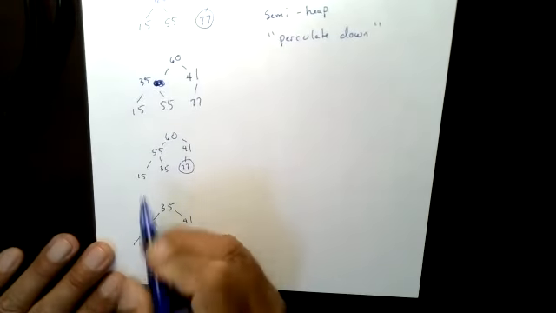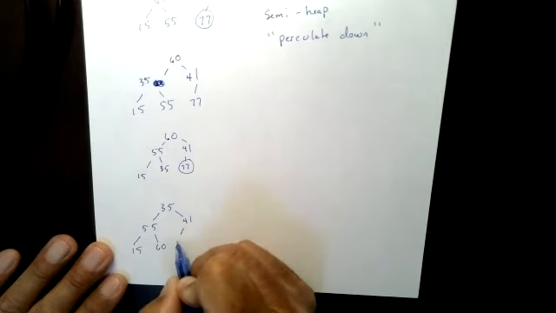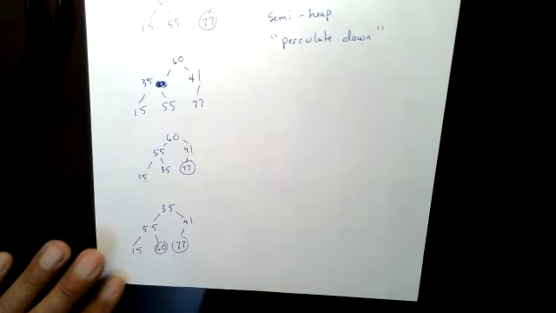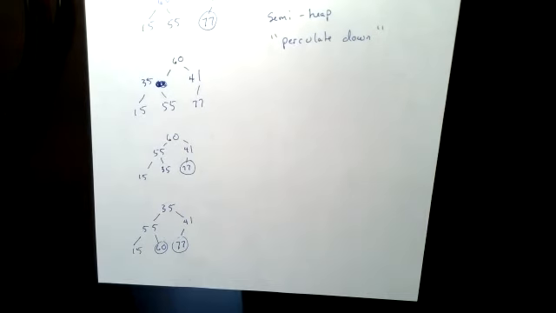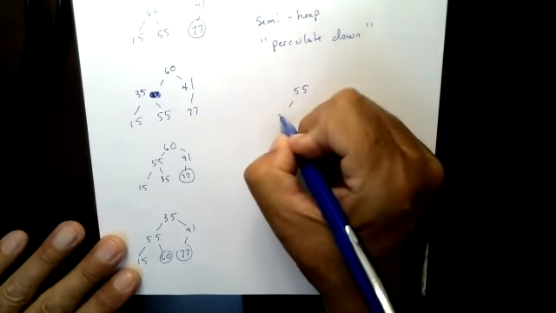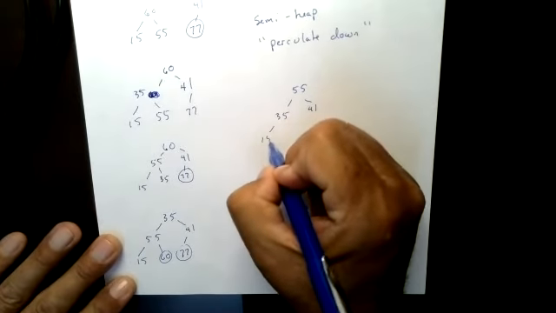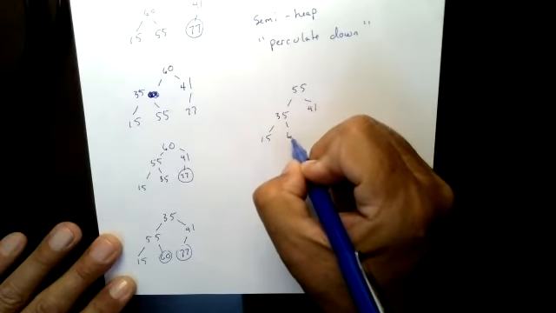Okay. When I swapped it, the 60 came down. And now I have two numbers in the right spot. Right now it's a semi-heap. I percolate down. Looks like 35 and 55 are going to switch places. This becomes 55. This is 35. This is 41. This stays 15 because I didn't percolate again.